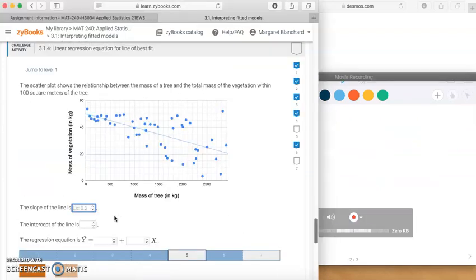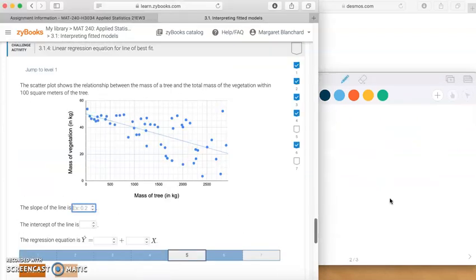So on to part 5 of this question. The scatter plot shows a relationship between the mass of a tree and the total mass of the vegetation within the 100 square meters around the tree. Well, here's the negative relationship. So as the tree gets bigger, we expect to see less vegetation around that tree.